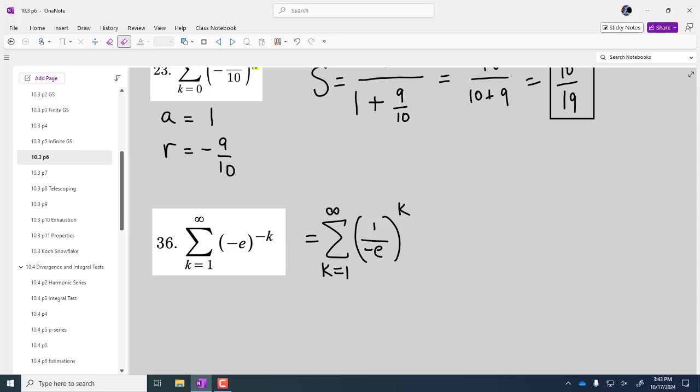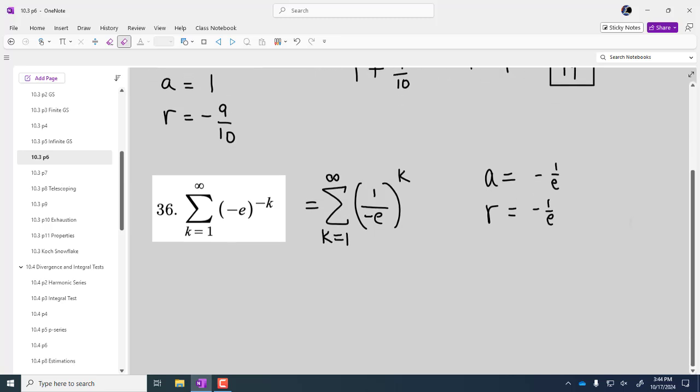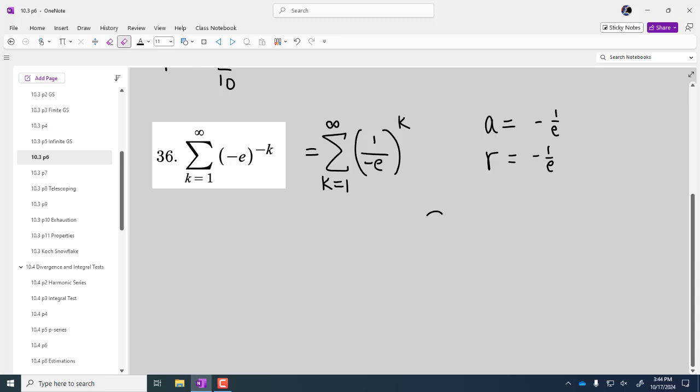We'll find out right now. The a value and the r value are actually the same here, right? When we plug in k equals 1, we get negative 1 over e, so that's a. And the r value is whatever is below k, and that's negative 1 over e. So s is going to be negative 1 over e over 1 minus 1 over e.